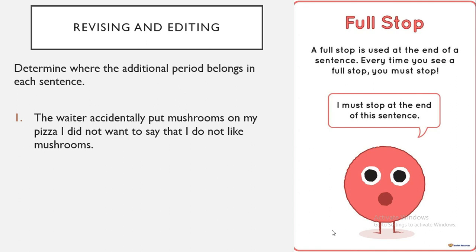So the second half would read, I did not want to say that I do not like mushrooms. That also sounds like a complete thought, and so I know that my period is going to go right here, right between pizza and I. So the waiter accidentally put mushrooms on my pizza, period. I did not want to say that I do not like mushrooms. So that's the appropriate way to use a period. Let's try one together.